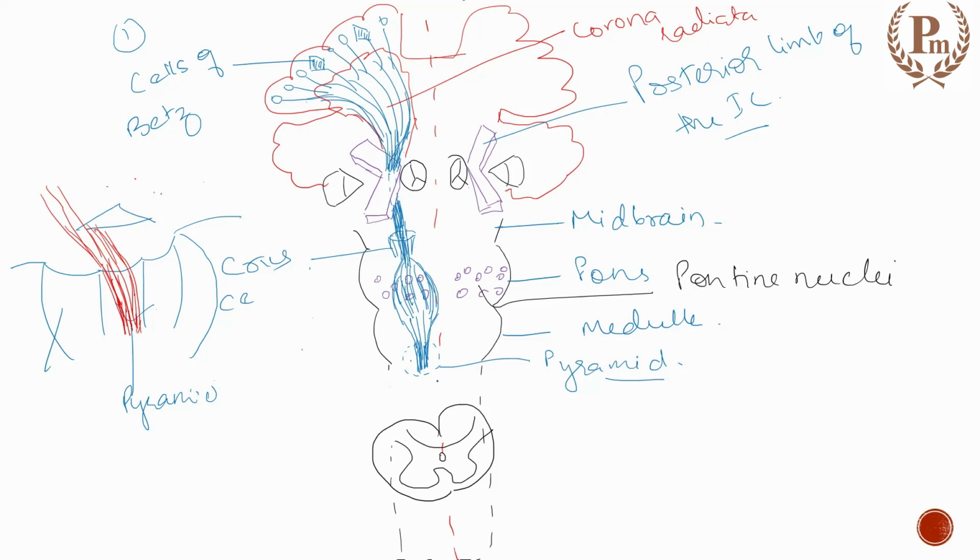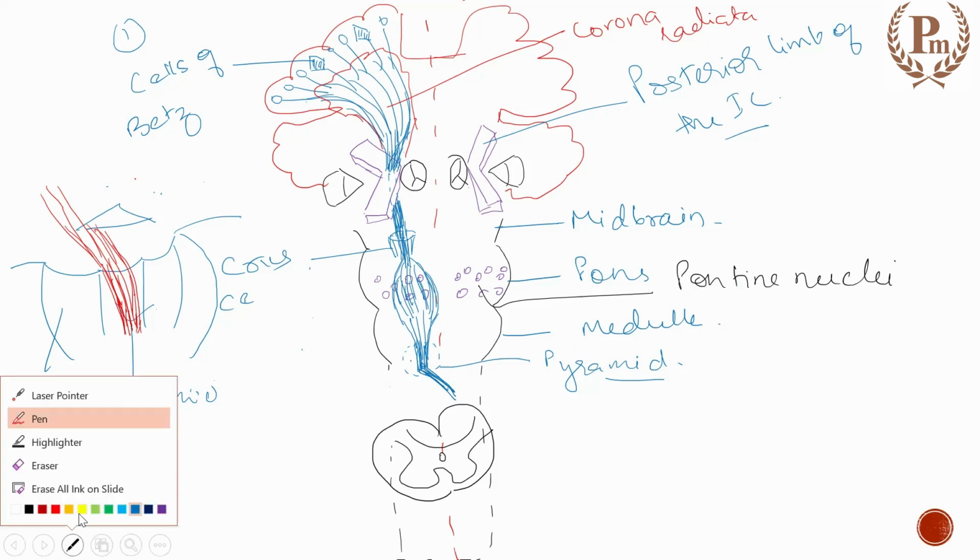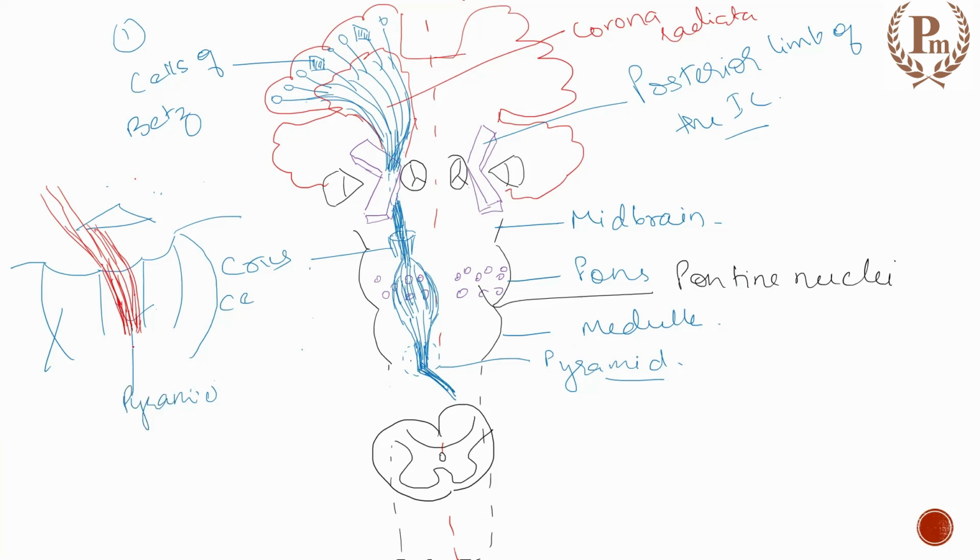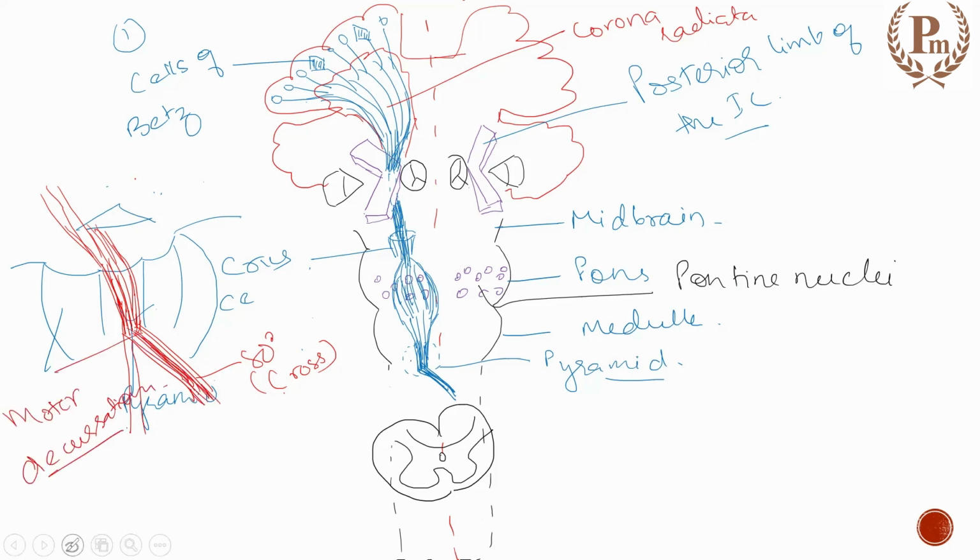there is decussation. We call that as motor decussation. Decussation means crossing over. So how is this happening? Once they have reached the pyramids, the maximum of the fibers, around 80%, they cross. Whereas 10% will go as uncrossed lateral corticospinal tract, and another 10% is going to go as the anterior corticospinal tract. Let me show you in this diagram now.